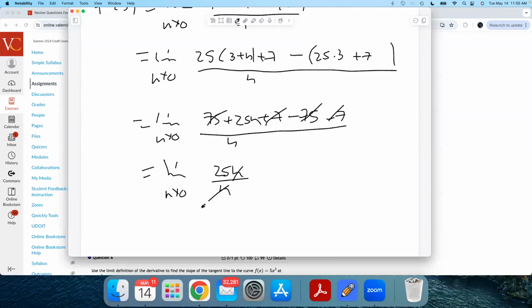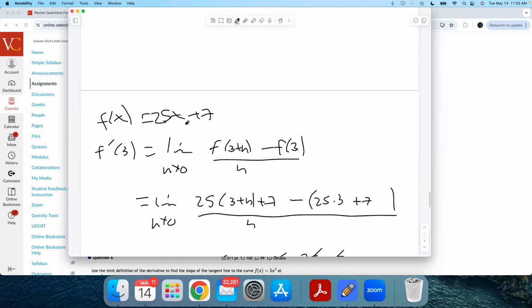Limit of a constant is just a constant. Like I said, this is a boring problem. Limit as h goes to 0 of 25 is just 25. We're done. This function's derivative at 3 is 25. Of course it is. This is a line. Its slope is 25. Its derivative everywhere is 25. All of its tangent lines are the line itself, and its slope is 25.